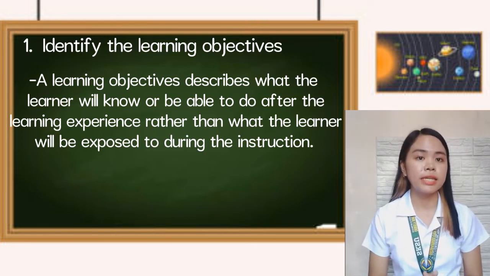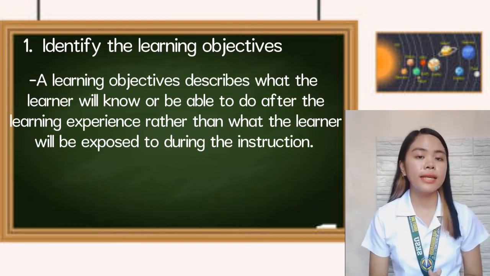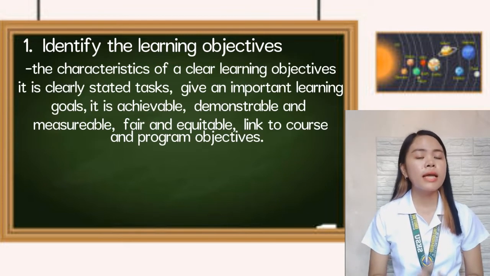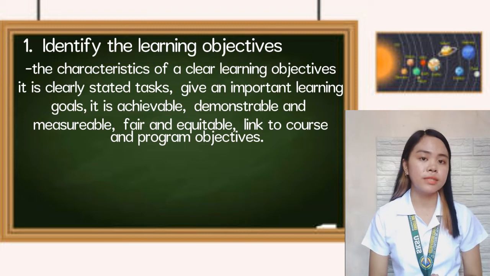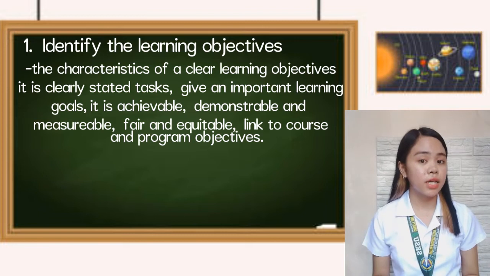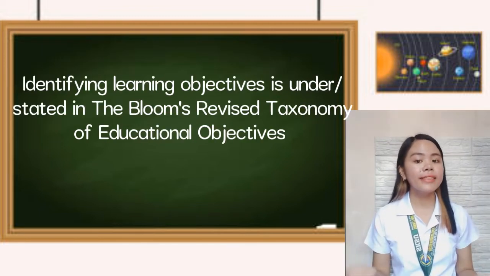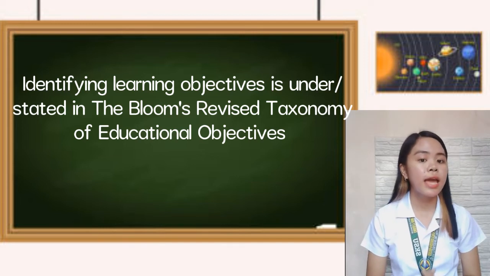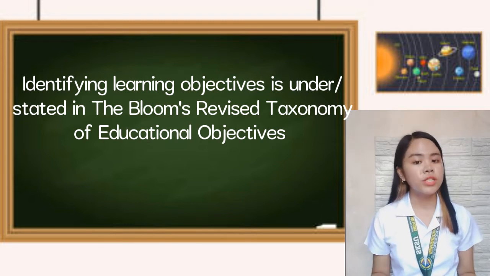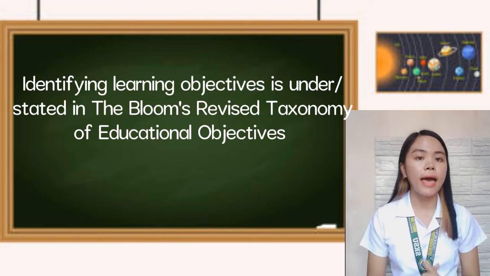Typically, learning objectives are written in a language that is easily understood by students and clearly related to the program learning outcomes. The characteristics of clear learning objectives: it is a clearly stated task, gives important learning goals, is achievable, demonstrable and measurable, fair and equitable, and linked to course and program objectives. Identifying learning objectives is stated in the Bloom's Revised Taxonomy of Educational Objectives, which is a useful resource for crafting learning objectives that are demonstrable and measurable.